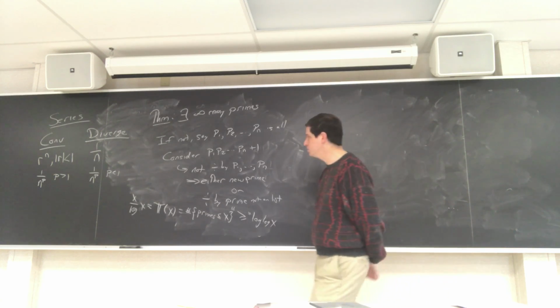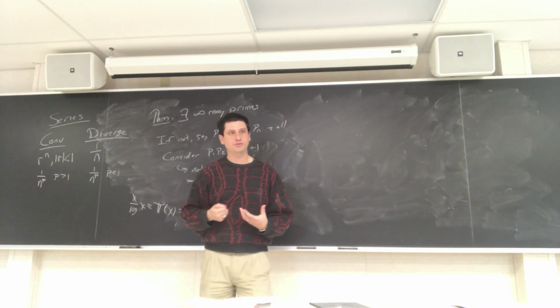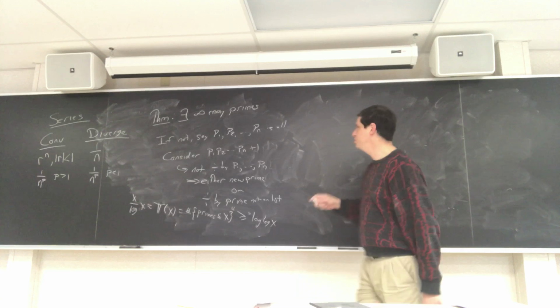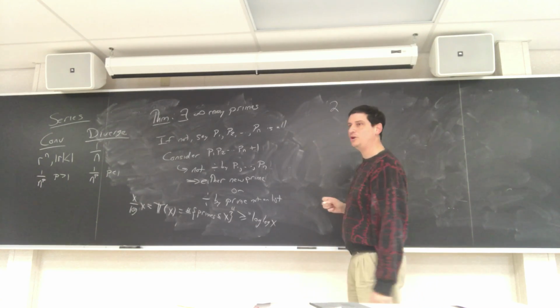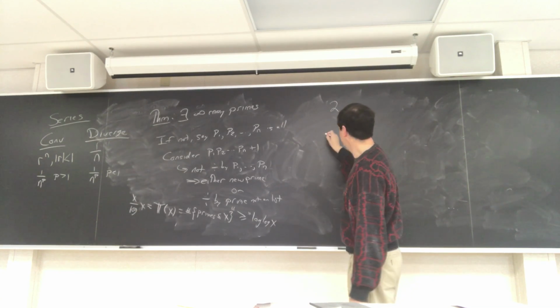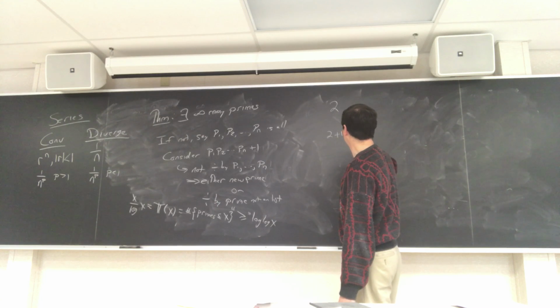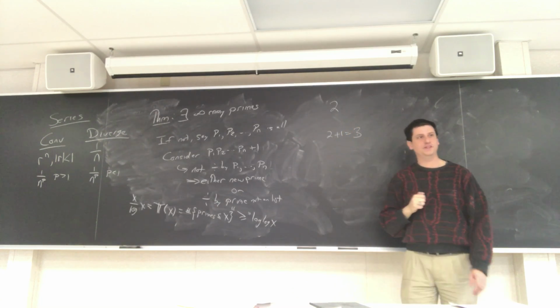And at the nth step, it's going to give us a new prime. Let's list all the primes it gives us. So we start off with 2. So we multiply all the primes and add 1. So 2 plus 1 is 3. What's the smallest prime dividing 3 that's not on our list?